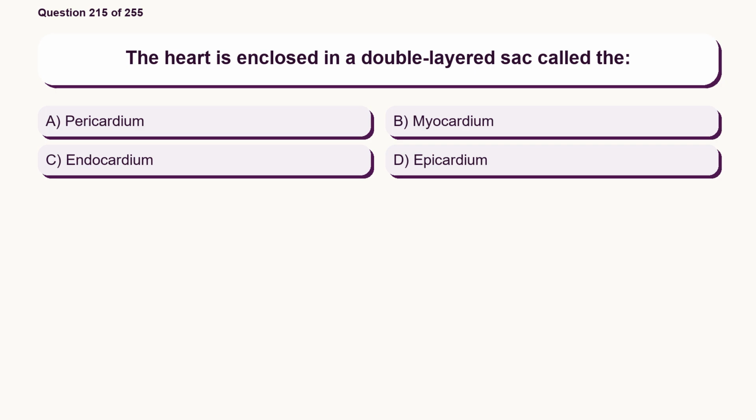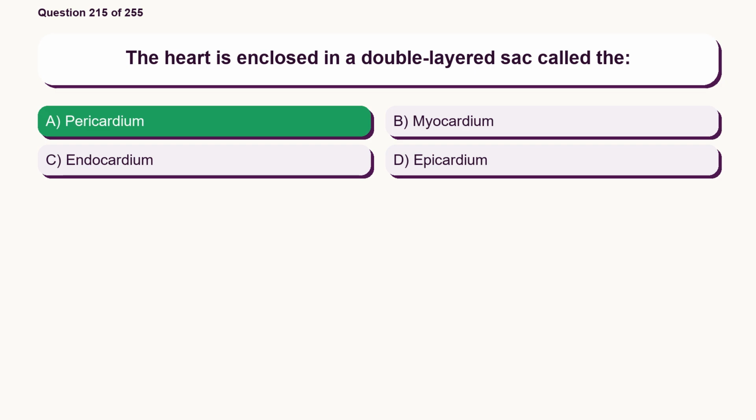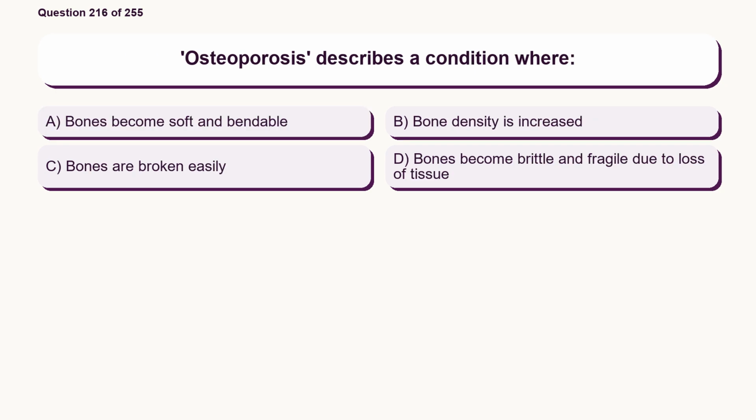The heart is enclosed in a double-layered sac called the Option A, pericardium. Option B, myocardium. Option C, endocardium. Option D, epicardium. The correct answer is option A, pericardium. Question 216.